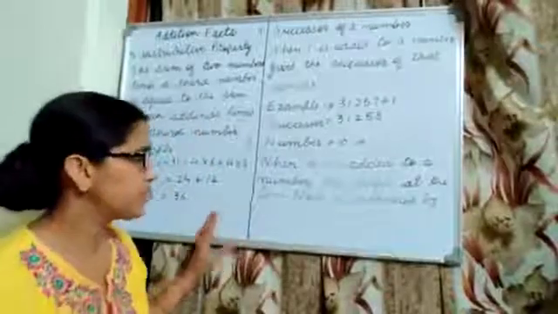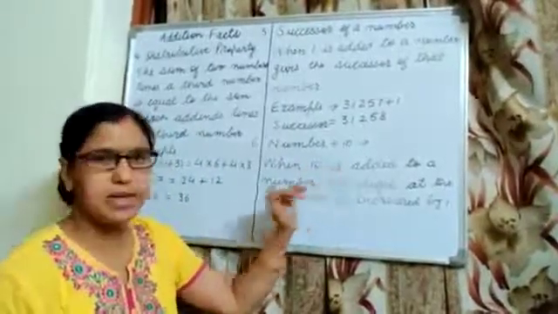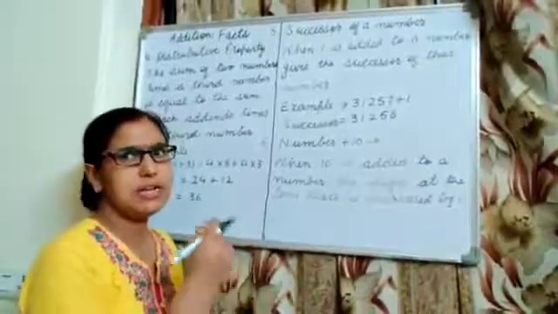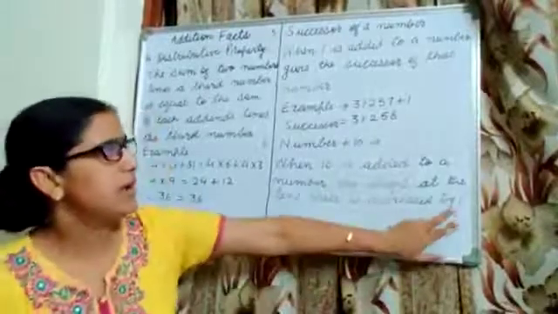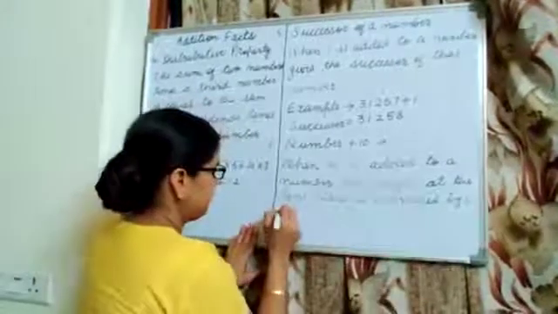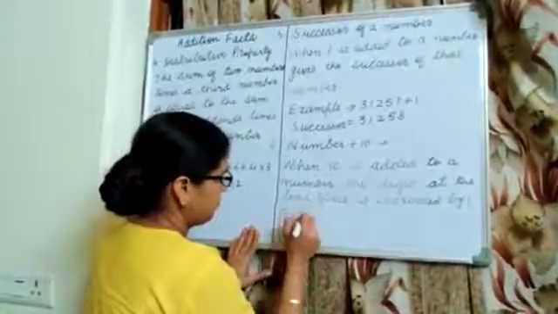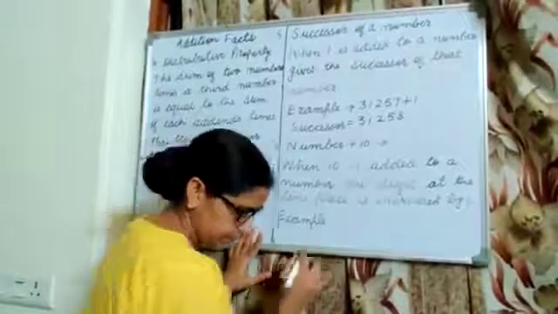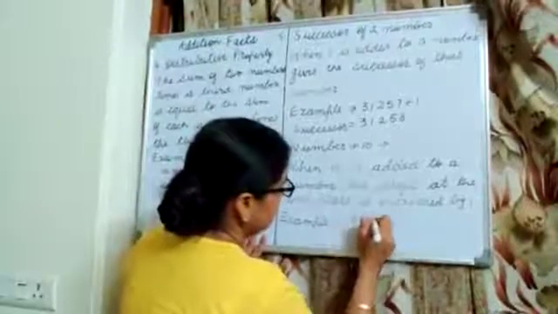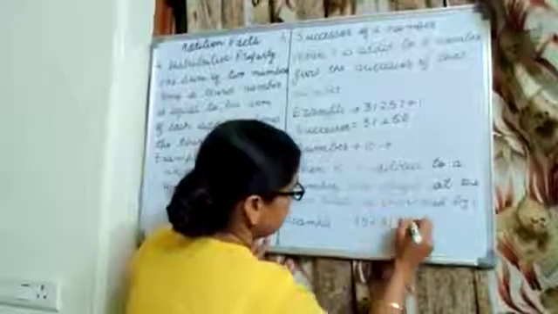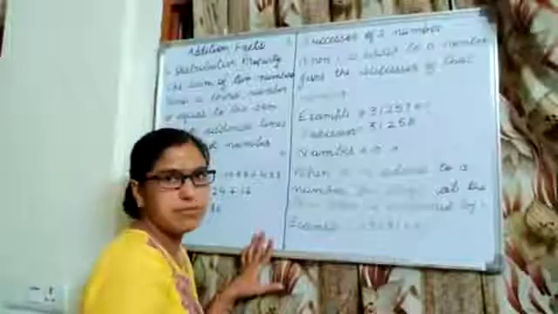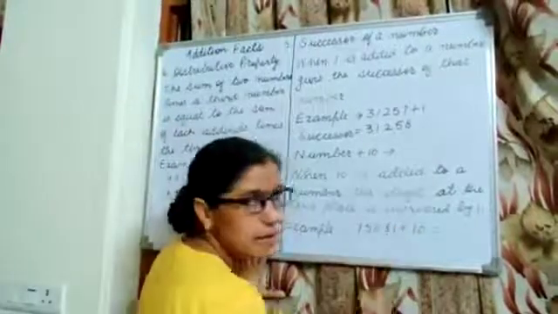increased by 1. It means when we add 10 to any number, what change will be there? The digit which is at the tens place, we will add 1 to that digit, it is increased by 1. For example, 75,631 plus 10: 31 plus 10 is 41.